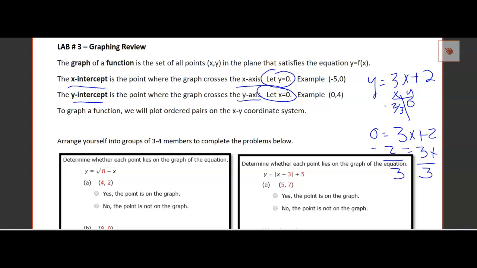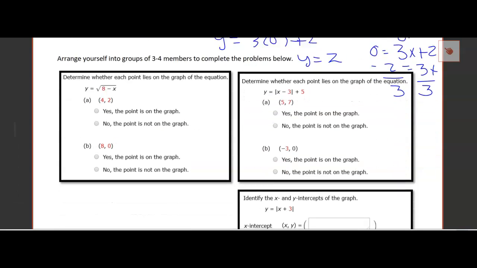If I wanted to find the y-intercept, I would let the x be 0. And if I let the x part be 0, then I'd end up with y equal 3 times 0 plus 2. Well, the 3 times 0 is 0, so this would be y equal to 2. So the y-intercept would be 0, 2. So just reminding you of those concepts regarding x and y intercepts. So let's take a look at just some examples.